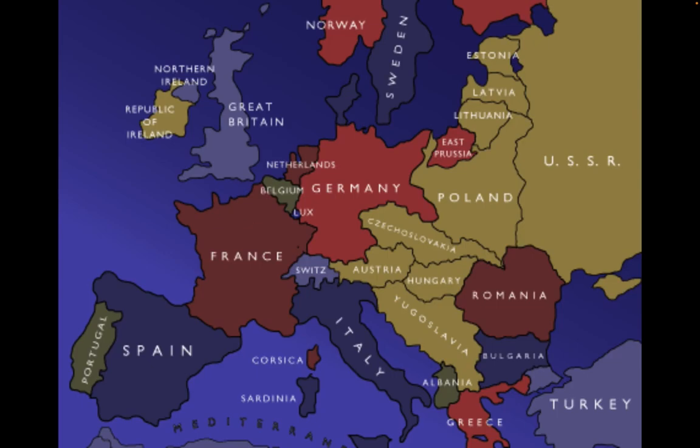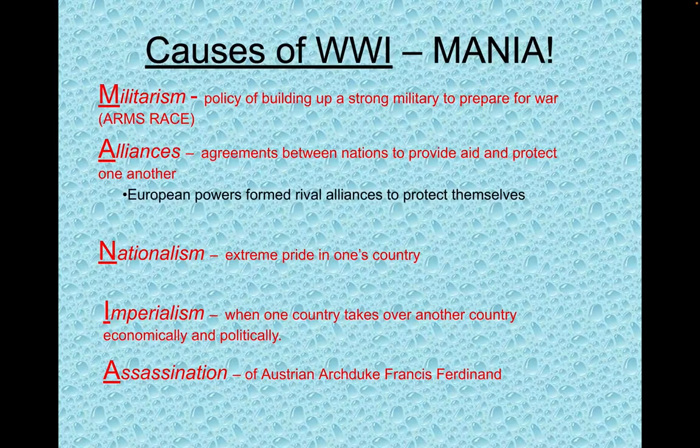Why did this map split up the way it did when it did, and why did Europe specifically, and then the greater world because of it, go to war to begin with? So it really starts with MAINIA. MAINIA is a good acronym to remember because it outlines the five causes of World War One.